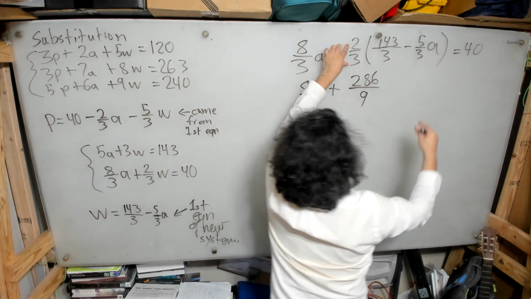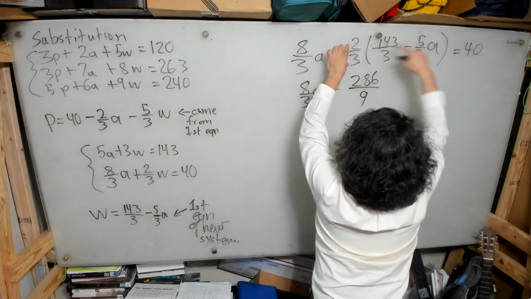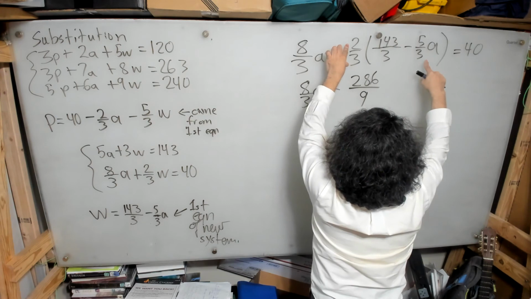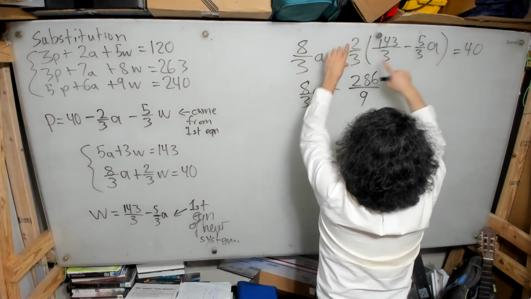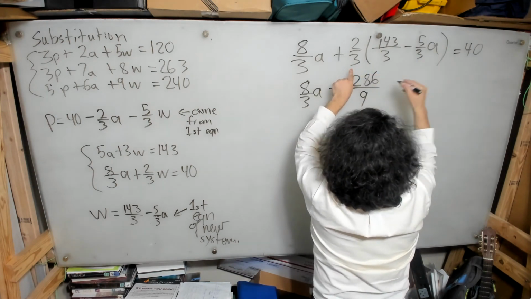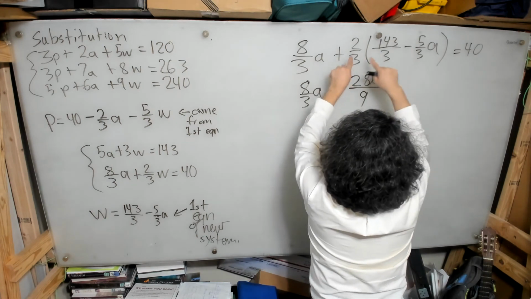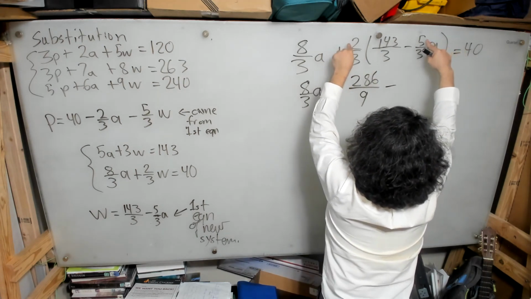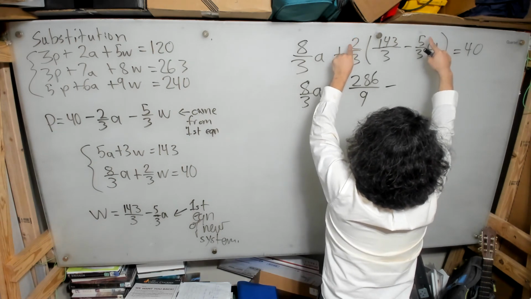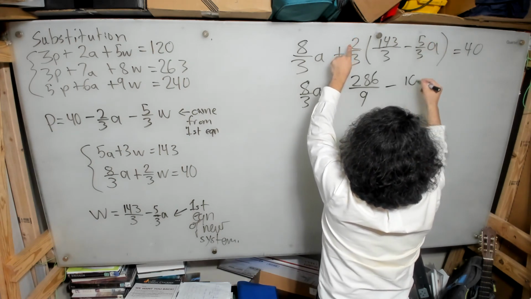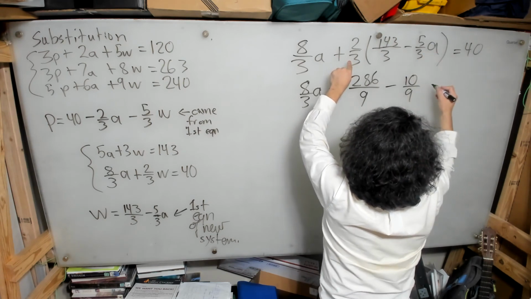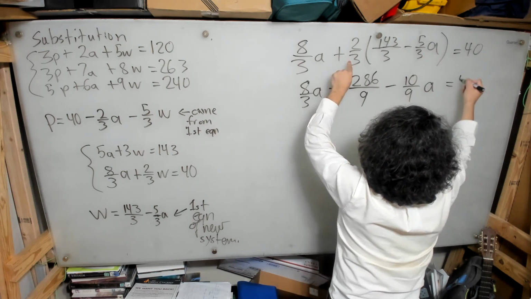Then I'm going to multiply these two, because I multiply this with this first, and then this with this second. Here I have a positive number times a negative, so it'll be minus. Then I multiply the coefficients. What's 2 times 5? That's 10. 3 times 3 is 9. And then I bring my a, and that equals 40.